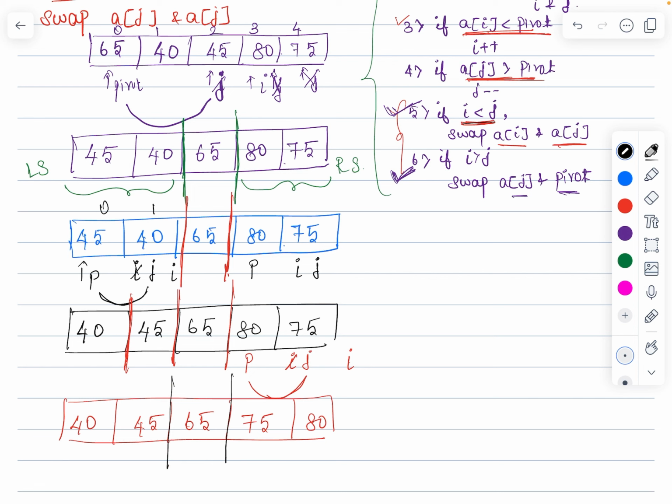already 65 was in the right position, 45 also was in the right position, and now you swapped the pivot, right? So this pivot also is in the right position, right? If you check, the elements which are left to the pivot are going to be the left subarray, right to the pivot is going to be the right subarray. There is no right subarray.